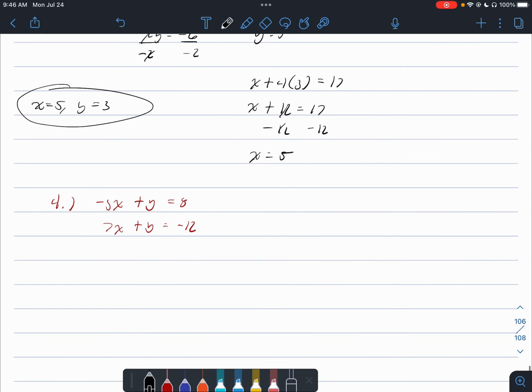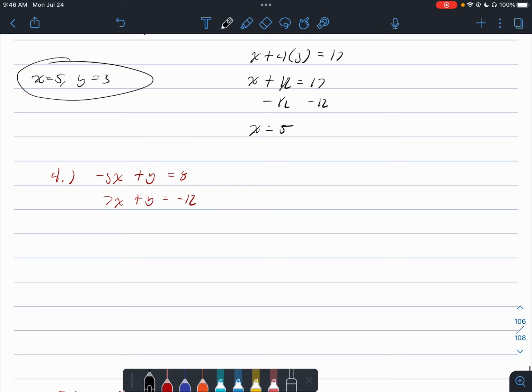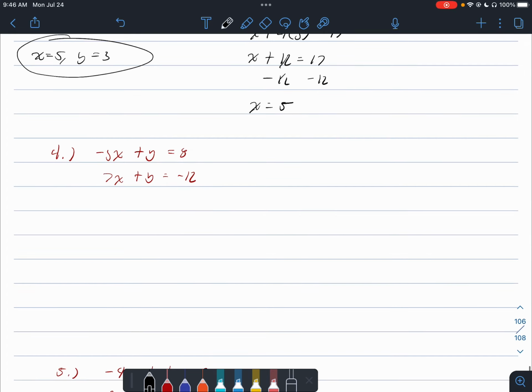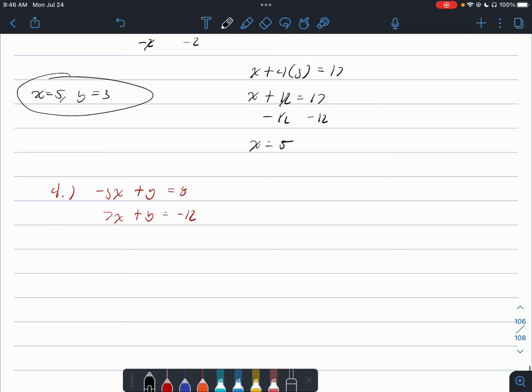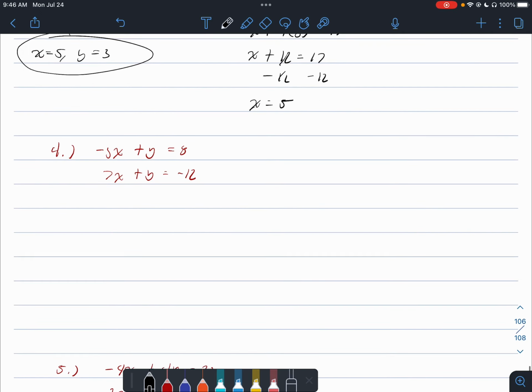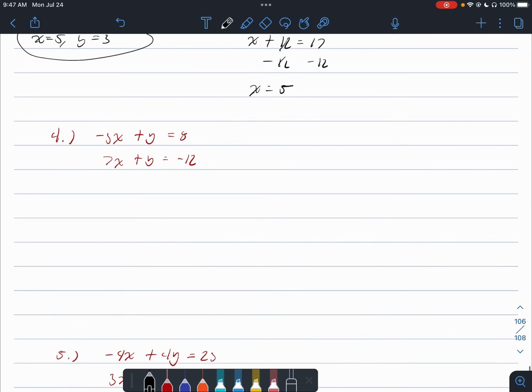Okay? But what if we want to subtract this equation from another equation? Let's say we want to see an example where we maybe want to subtract instead of add. So in this one we have negative 3x plus y equals 8, and here we have 7x plus y equals negative 12. All right, well let's see what happens when we want to subtract.